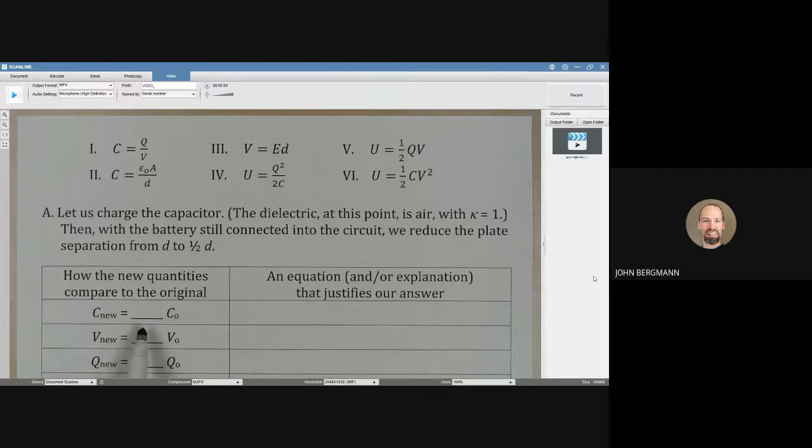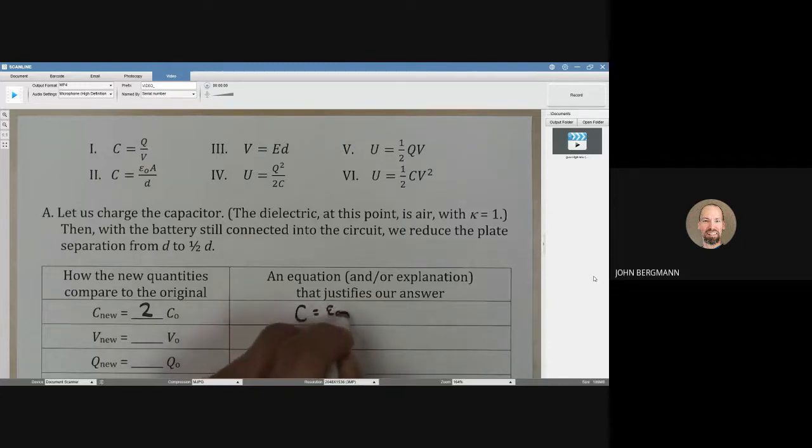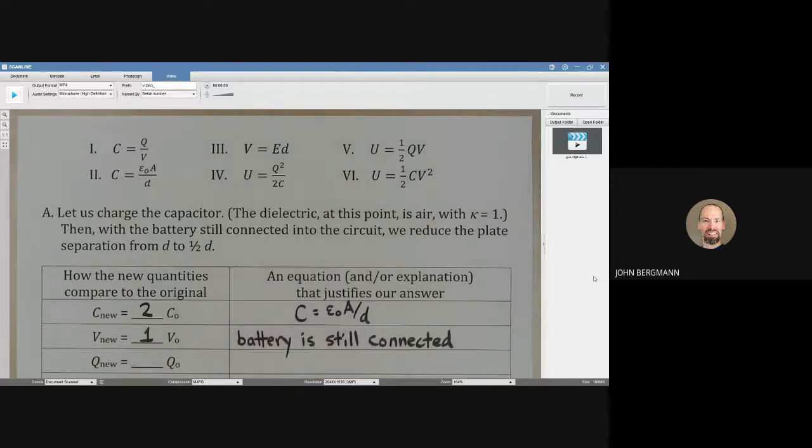When we push the capacitor plates together, what's going to happen to the new capacitance compared to the original? Well, if we look at equation 2 up here, you can see that if D becomes 1/2 of what it was, then the capacitance is going to be doubled. The equation that justifies this is epsilon naught times A divided by D. Now, what about the new voltage compared to the old? It's going to be the same, and that's because the battery is still connected to the capacitor plates. That's going to maintain a constant voltage there.